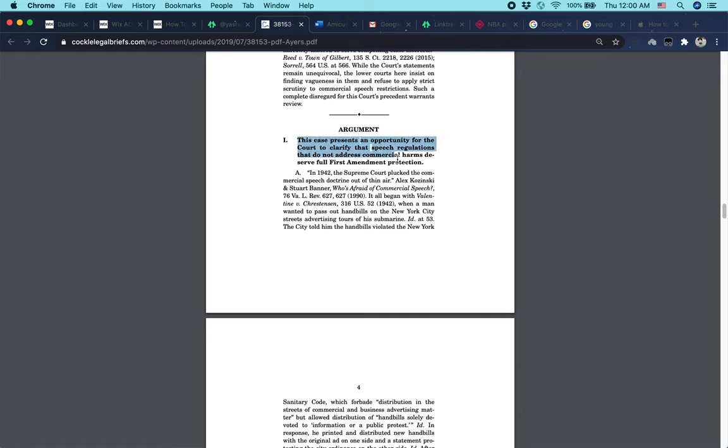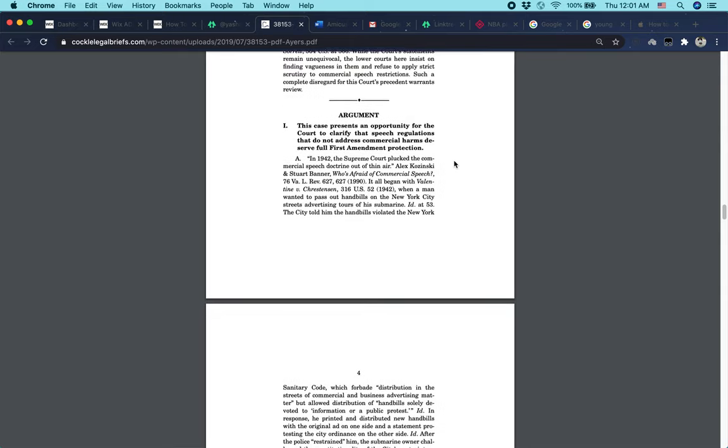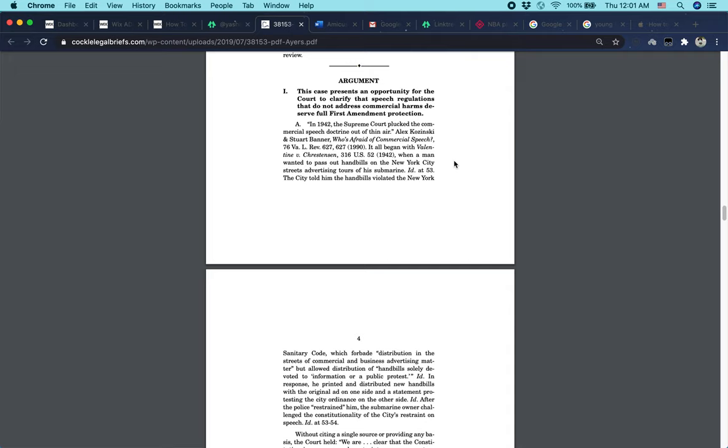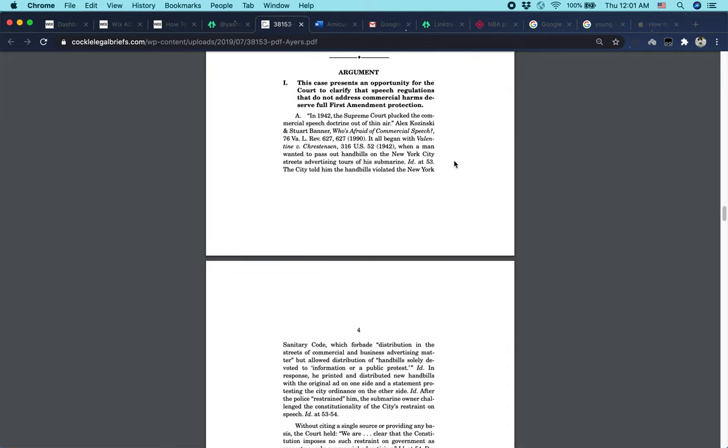So first, you have the first contention. The case presents an opportunity for the court to clarify speech regulations that do not address commercial harms deserve full First Amendment protection. So essentially, what is this contention saying? This contention is saying the case presents an opportunity for the court to address commercial harms that deserve First Amendment protection. So basically, the first argument is the First Amendment protection argument.